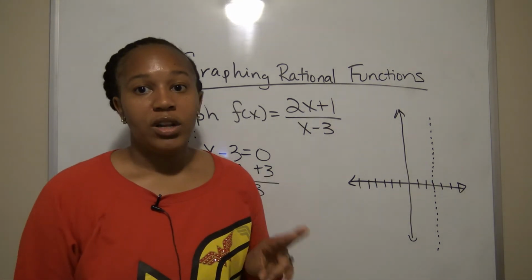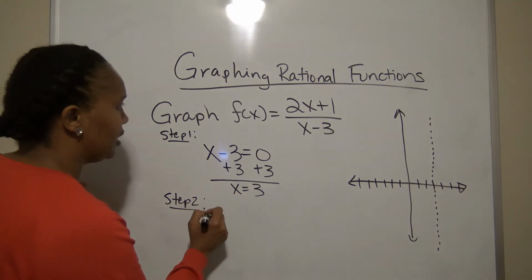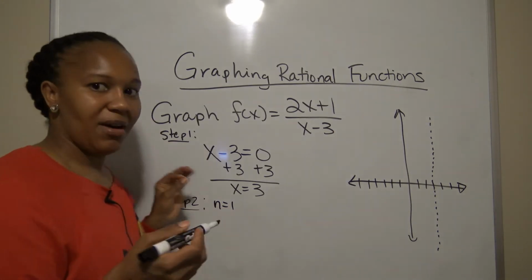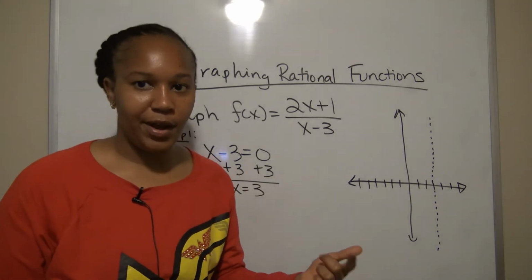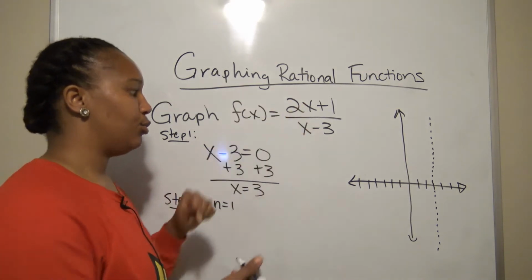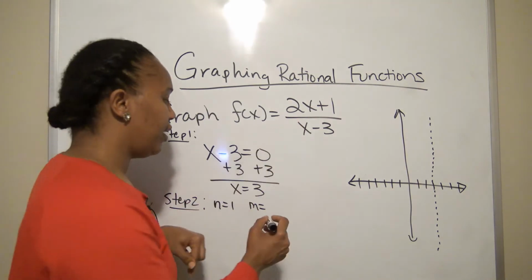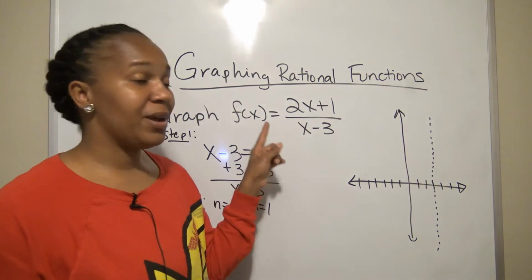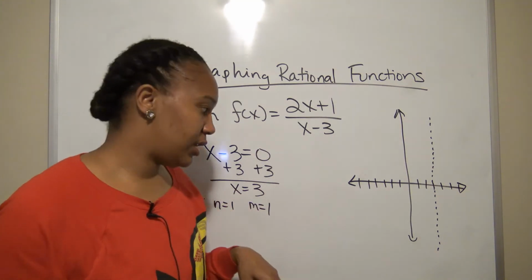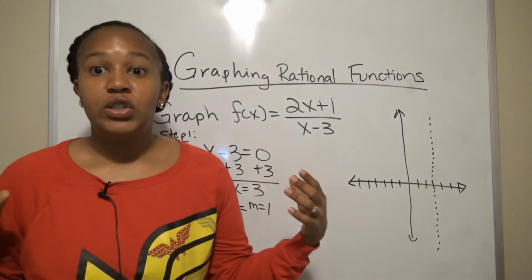So step 2, I want to find the horizontal or oblique asymptote. So that means I need to look at the degree of the numerator, which is 1, and I called that n in my video where I showed you how to find the different asymptotes. If you don't know what my n stands for, that stands for the degree of the numerator, and then I call m the degree of the denominator. So the degree of the denominator would be 1. That degree means the biggest exponent, the biggest exponent in the numerator and the biggest exponent in the denominator. Now in this case, those numbers are equal. So that's a case 2.